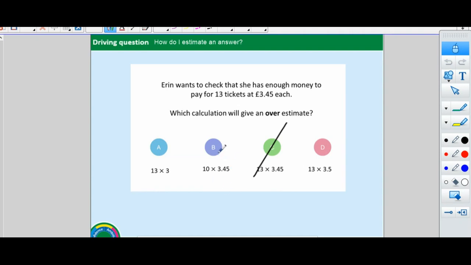10 multiplied by 3.45 would give an underestimate because I would have rounded the 13 down. 13 multiplied by 3 would give an underestimate because I would have rounded the 3.45 down. This one would give an overestimate because I've kept the 13 the same and I've rounded 3.45 up to 3.5. Therefore, that one's an overestimate.